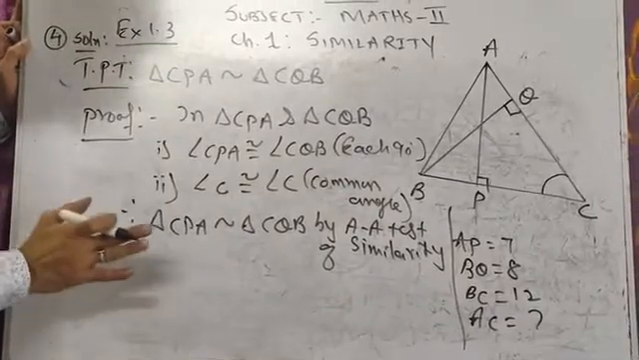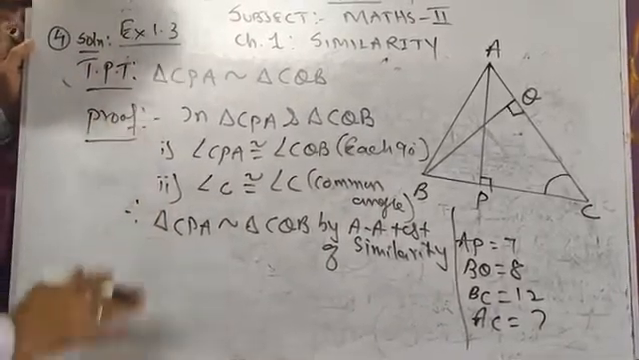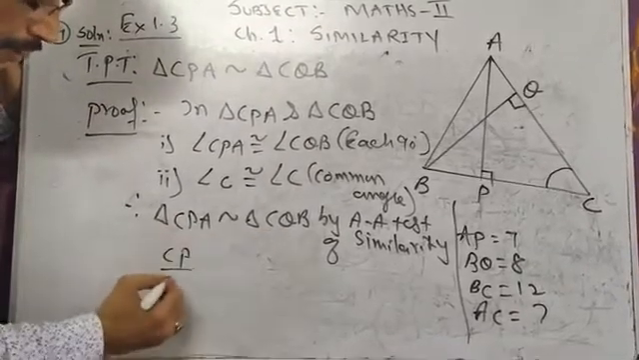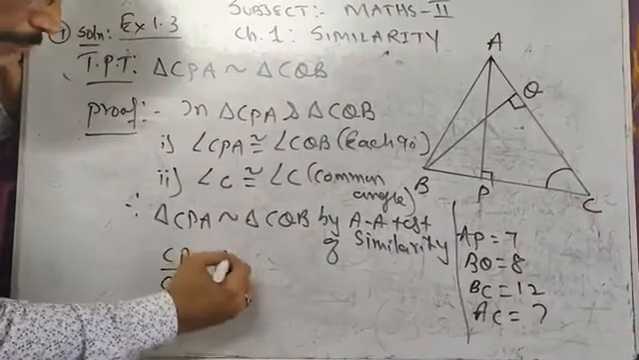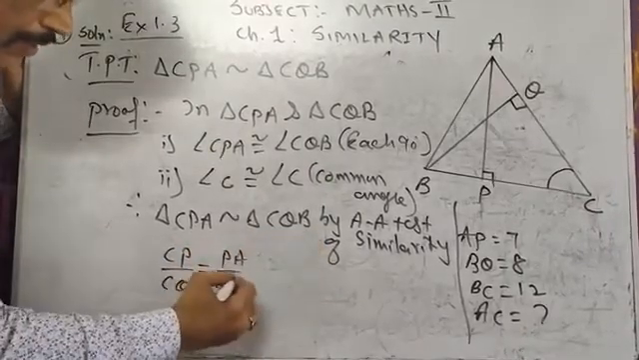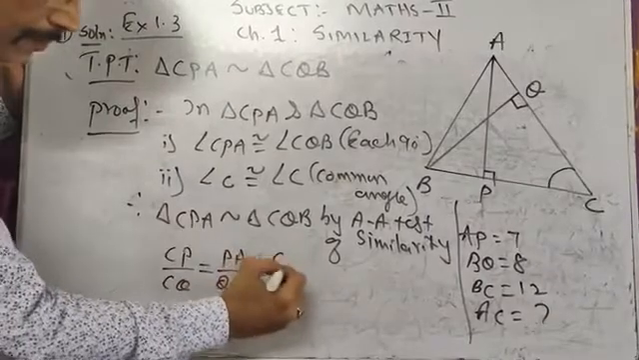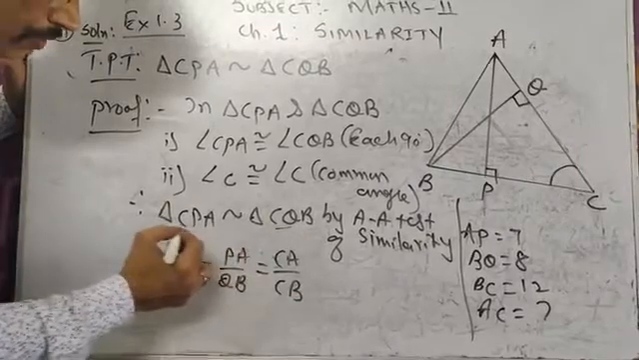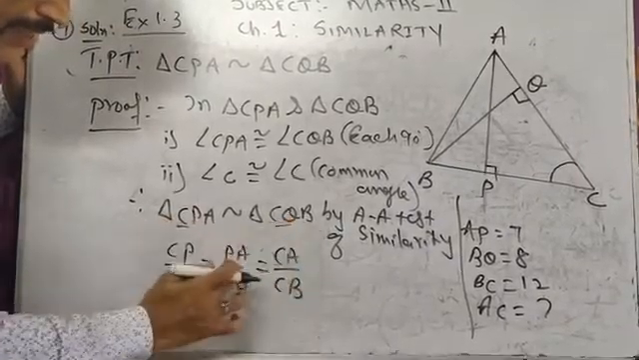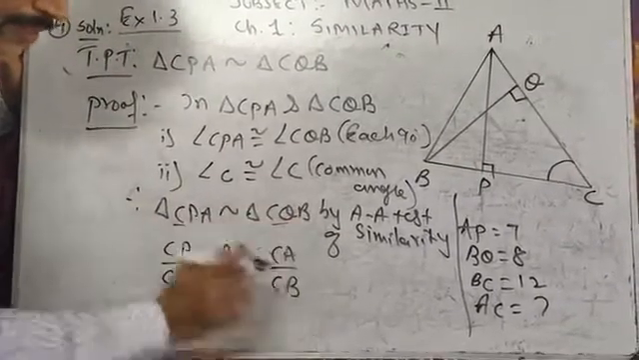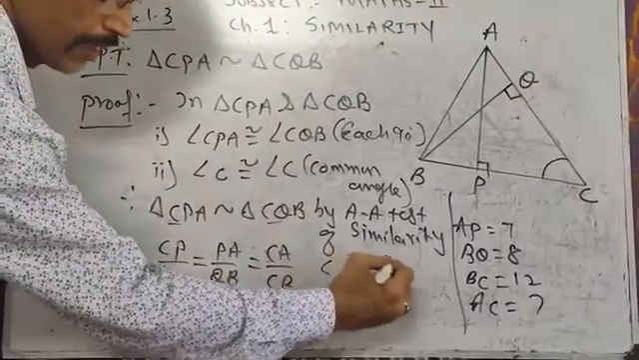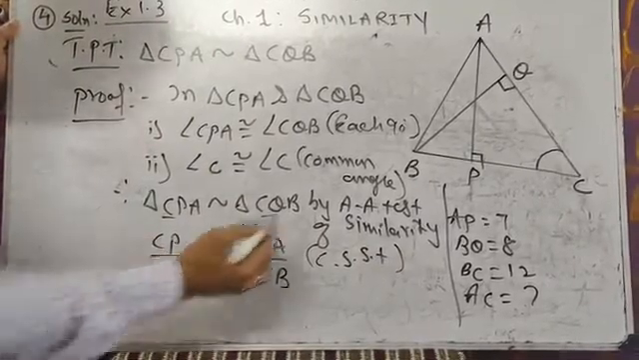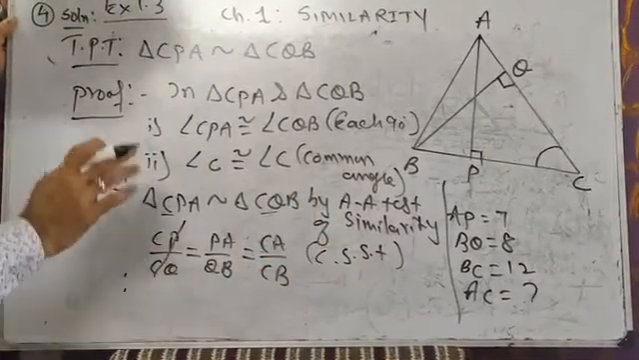Now two triangles are similar, that means sides are in proportion. So how to take sides in proportion? You know, CP upon CQ is equal to PA upon QB is equal to CA upon CB. From this first two, then second, third, first and last. This is called corresponding sides of similar triangle. Now just put the values. What are the values? CP and CQ we don't want, so we will cancel. There is no need to write also.